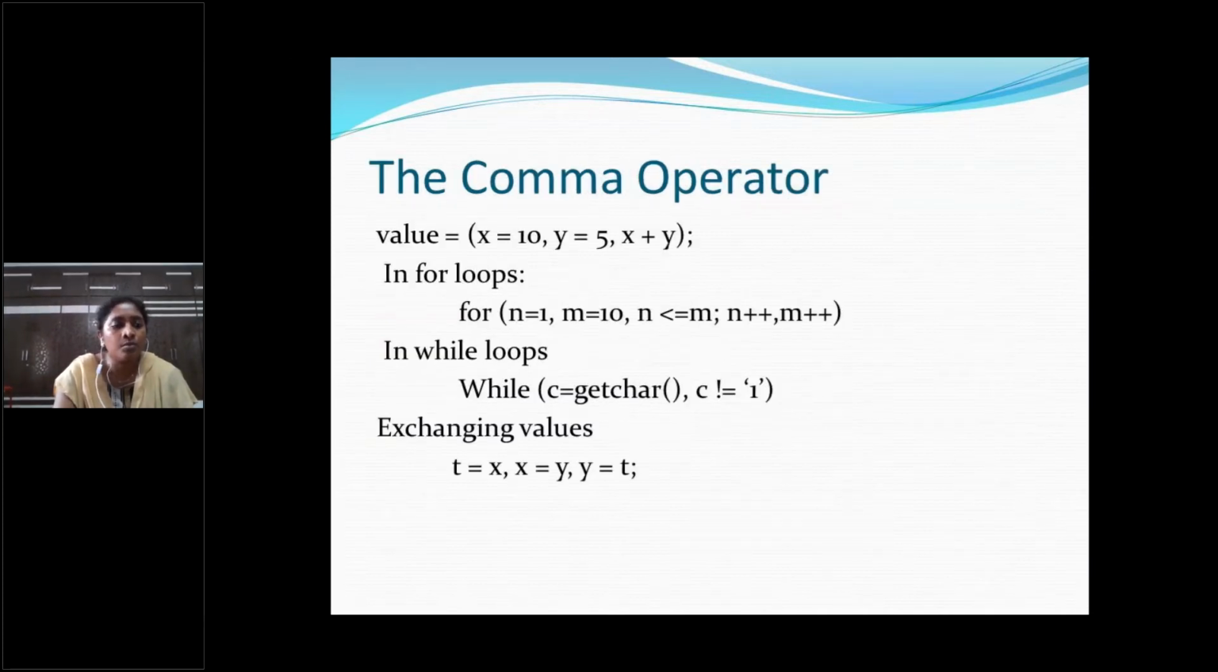So this is how a comma operator is used in the program. X = 10, Y = 5, and X + Y. First, 10 is assigned to X, 5 is assigned to Y, and then this expression will be evaluated. So the value of the answer will be 15. And even in loops, this will be used.